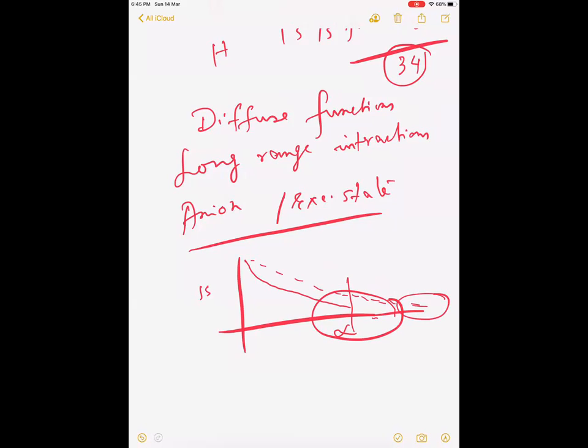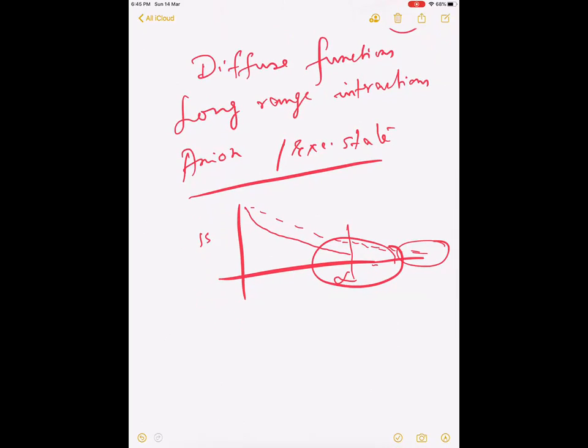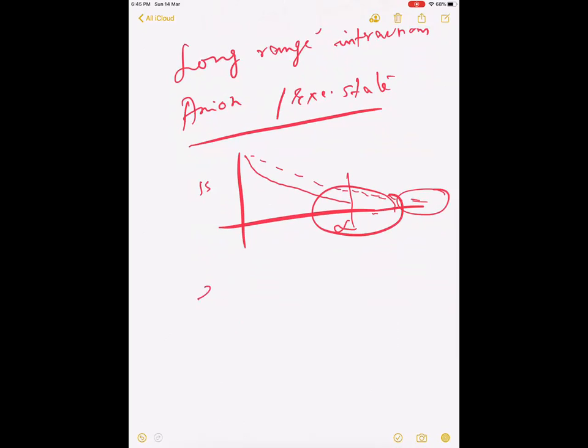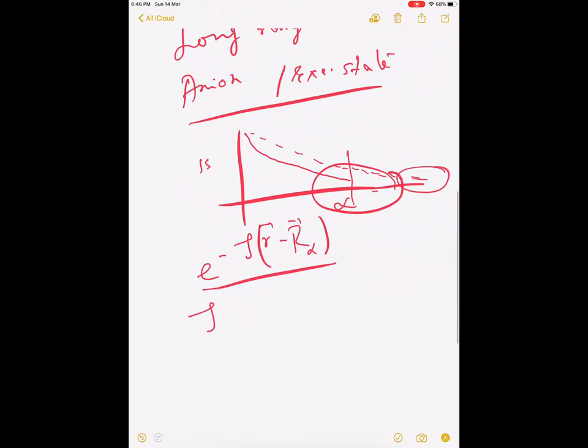So how do you do that? It means you have to dampen the fall of the exponentials. How do you dampen the fall of an exponential? If you have exponential minus zeta r, of course r minus some coordinate, let's say r alpha, then to make sure that this has a long tail, which means at a large r this should still have some value, you have to make zeta smaller. So if zeta is smaller, then this function will have a longer tail.